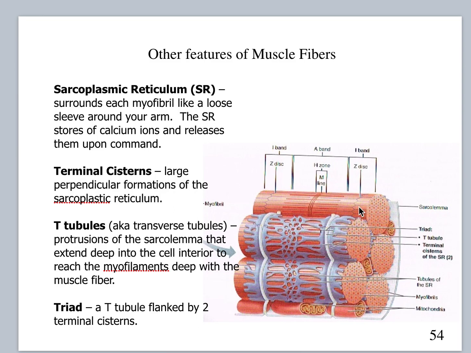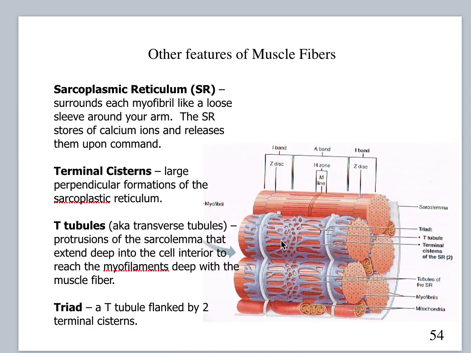Here's our sarcomere again. Here's our Z line or Z disc, A band, I band. There's a sleeve inside the muscle cell that surrounds these myofibrils called the sarcoplasmic reticulum. And look at the sarcoplasmic reticulum. It's just a storage location for calcium ions. Calcium ions are stored in here, and upon a certain signal, they're released.